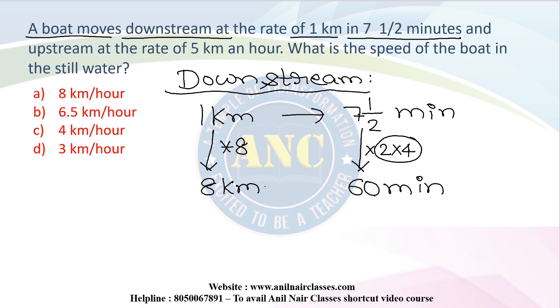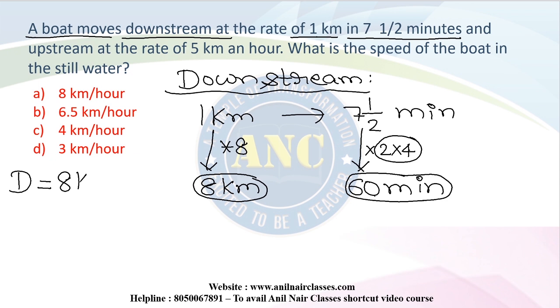So what is the meaning of this? That means a boat in 60 minutes can travel 8 kilometers. 60 minutes is 1 hour. So downstream speed D is 8 kilometers per hour, right? Indirectly they are giving it in the second question. They are not giving it directly like the way they have given in the first question. I hope you are understanding the difference between the first and second question.